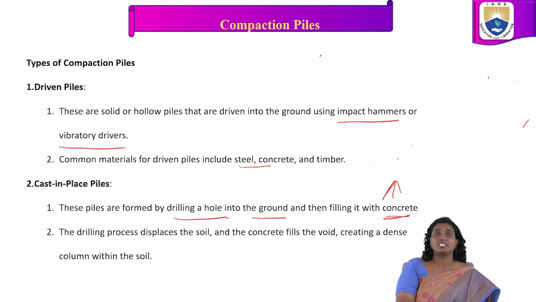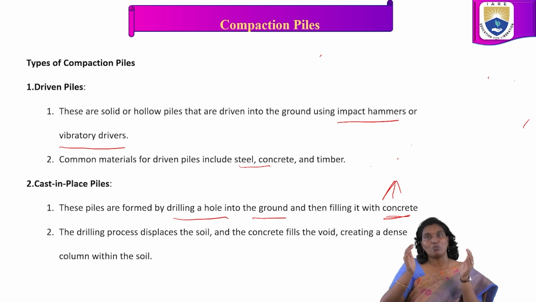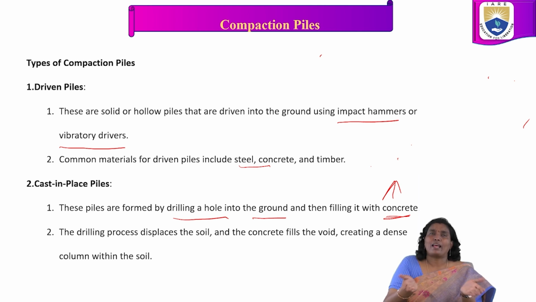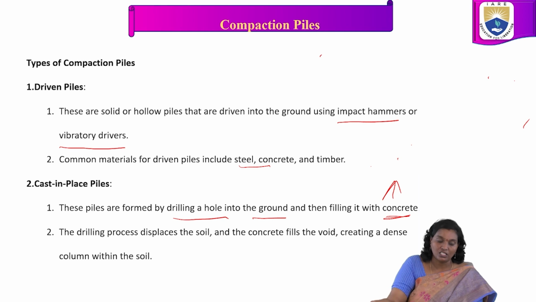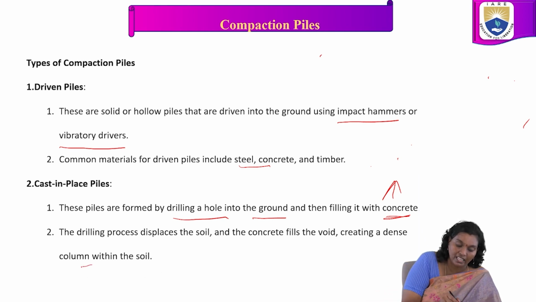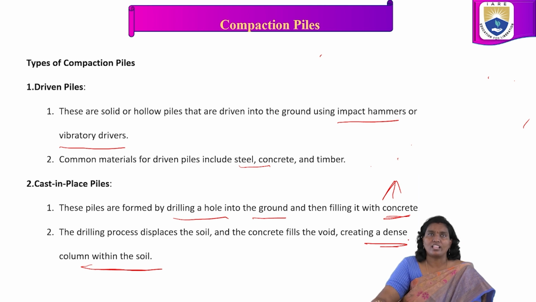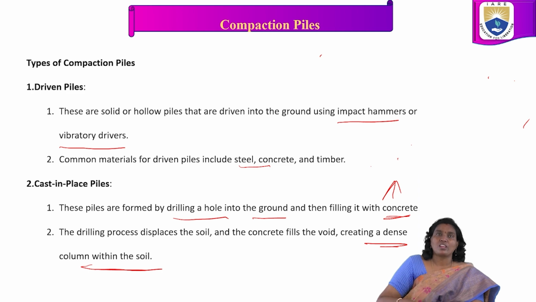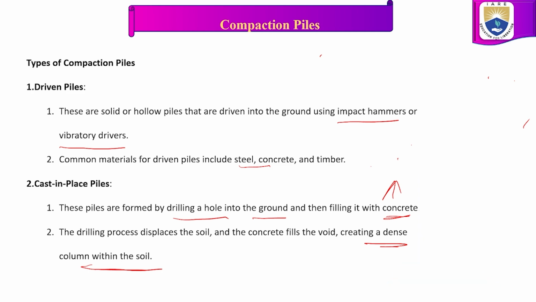The drilling process displaces the soil and the concrete fills the void, creating a dense column within the soil. Once we understand the dimensions, how much drilling hole is required, we fill it based on the required mix design and parameters. It creates a dense column within the soil. These are the two types of compaction piles: driven piles and cast in place piles.